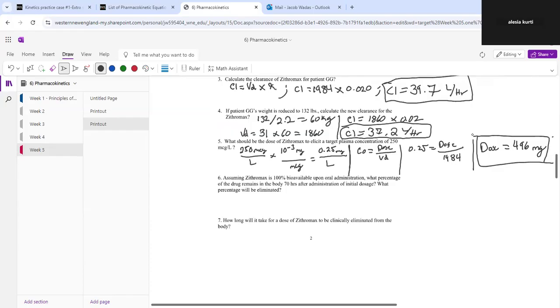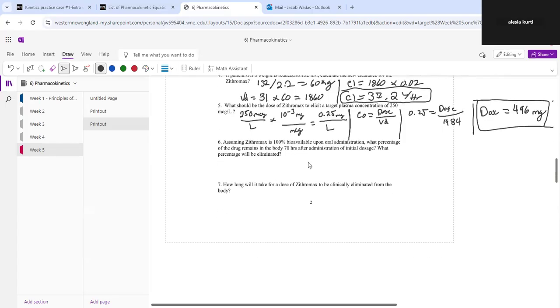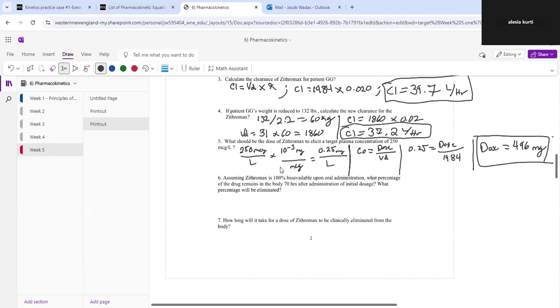All right, number 6, Zithromax. Assuming that Zithromax is 100% bioavailable upon oral administration, what percentage of the drug remains in the body 70 hours after administration of the initial dosage? What percentage will be eliminated? Okay, first, if it says 100% bioavailable, what do you think the initial concentration will be for this? Yeah, basically 500. So they're taking 500 mg.